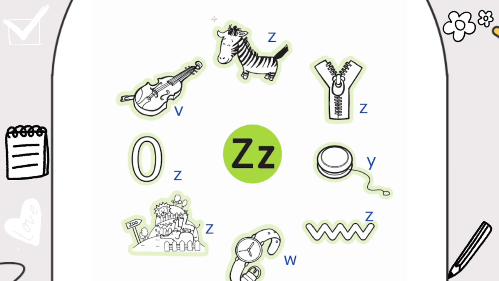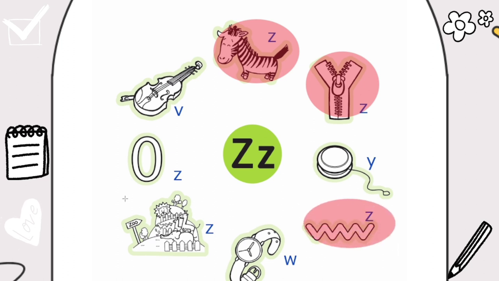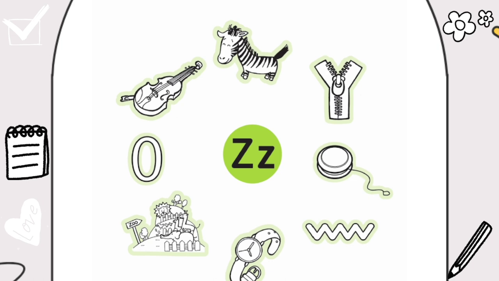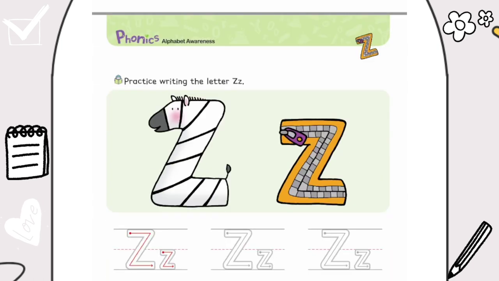Are you ready? All right, let's start. Zebra. Remember to repeat aloud. Zipper. Zigzag. Zoo. Zero. Fabulous. Let's go to the next page.